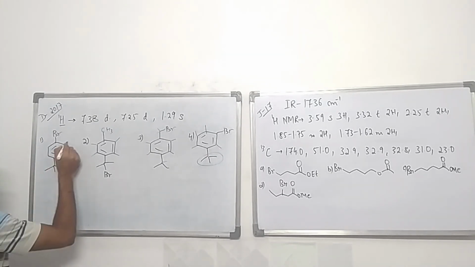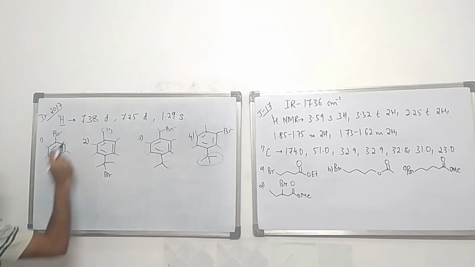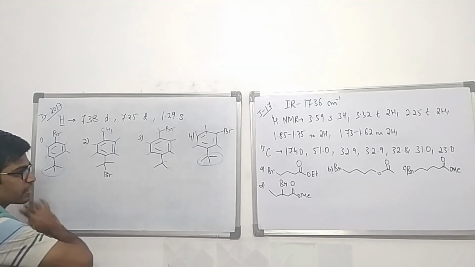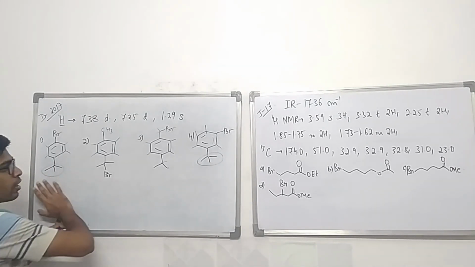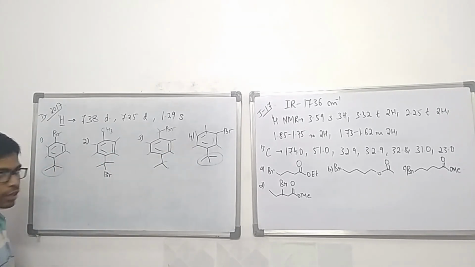In this particular case, these 2 protons are chemically equivalent. They will have 1 signal each, 1, 2, and these CH3 groups will have 1 signal more. So there will be 3 signals for this case. This is one way to, you can say, reject the 3 structures and come to 1 structure.